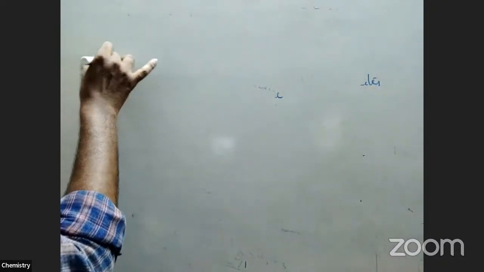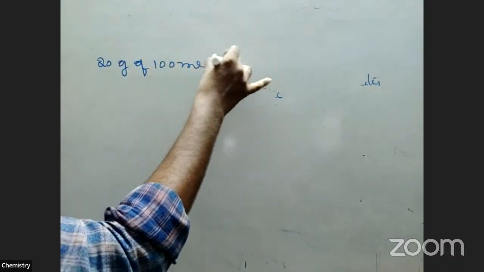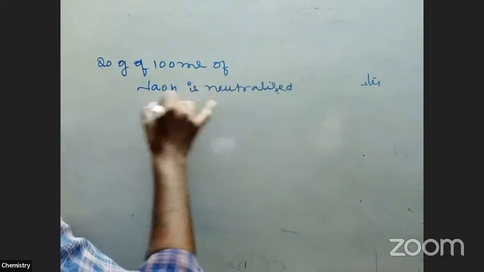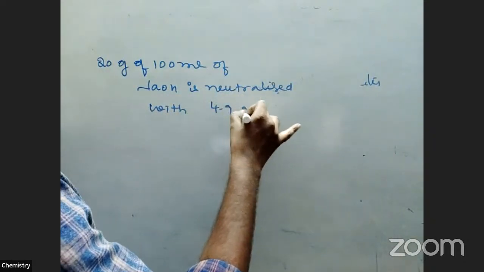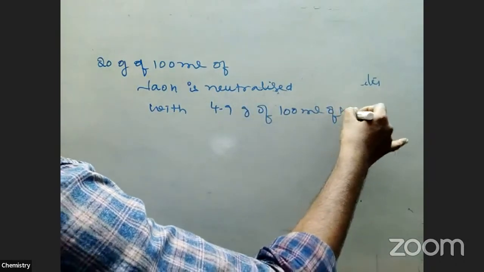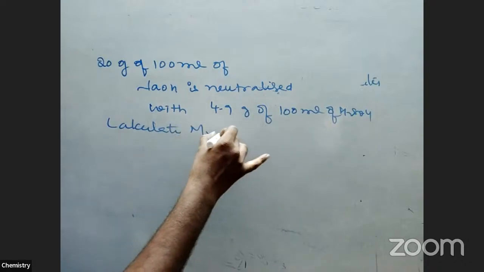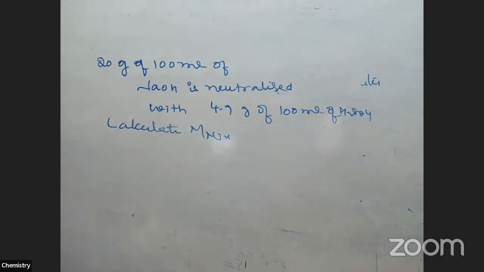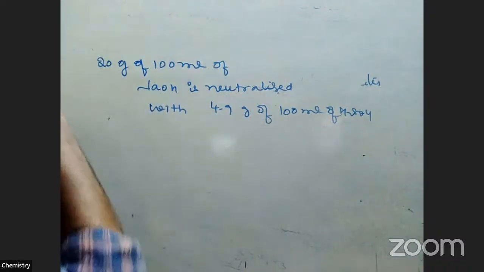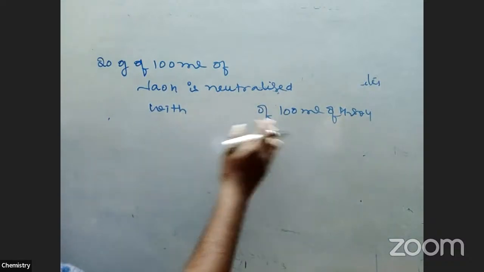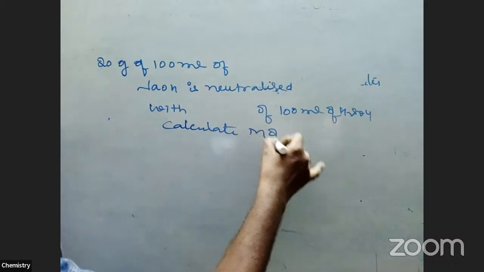Next, 20 grams of 100 ml NaOH is neutralized with 4.9 grams of 100 ml H2SO4. Okay. Calculate the molarity of the mixture. Whenever a neutralization reaction is given, use this formula: M1V1 by n1 is equal to M2V2 by n2. And the ml of H2SO4. The question is to calculate the molarity of H2SO4.